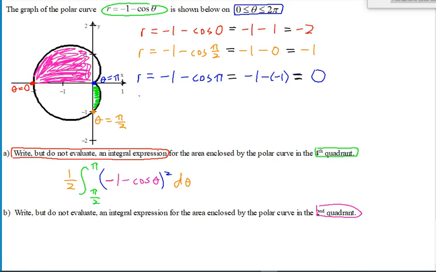The next one we've got, after pi, we can try 3 pi over 2. And cosine of 3 pi over 2, right down here, is the x-coordinate, which is 0. So that's negative 1 minus 0 gives you negative 1. So 3 pi over 2 is heading down, but again we have a negative radius, so it goes the opposite way right here. So this gives you theta equals 3 pi over 2.